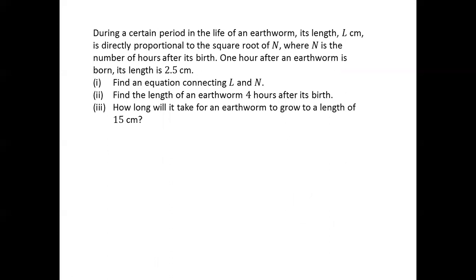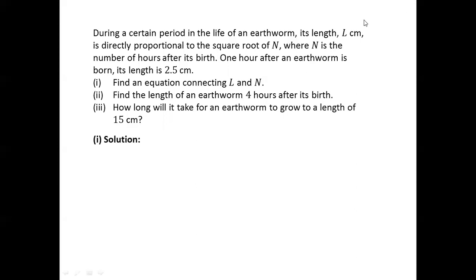Next problem. During a certain period in the life of an earthworm, its length L centimeters is directly proportional to the square root of n, where n is the number of hours after its birth. 1 hour after an earthworm is born, its length is 2.5 centimeters. Okay, let's go through each question one by one. For the first one, find an equation connecting L and n.